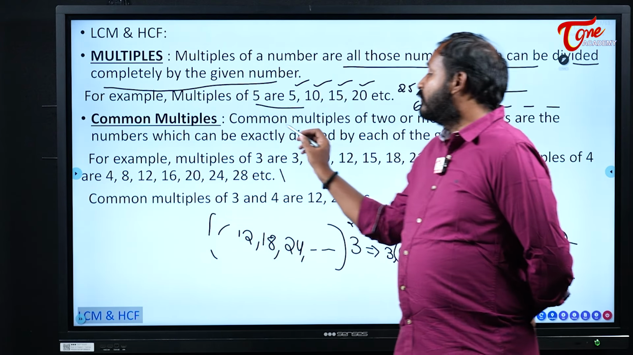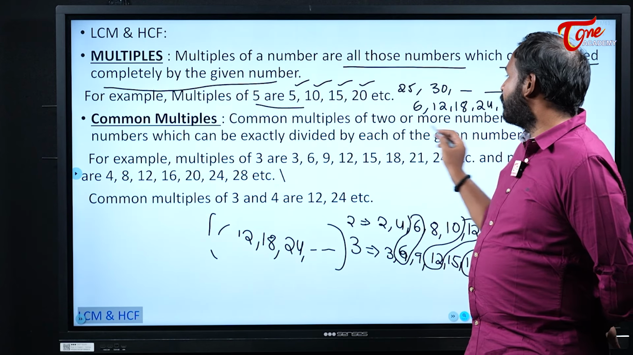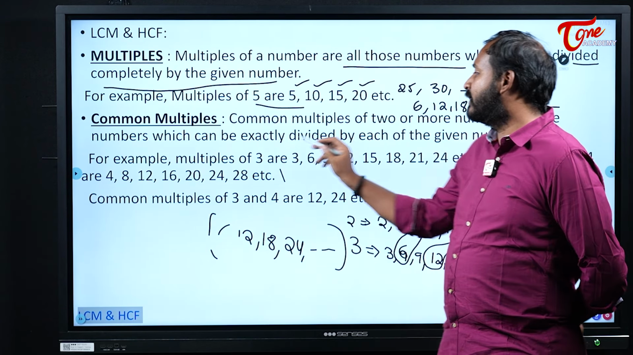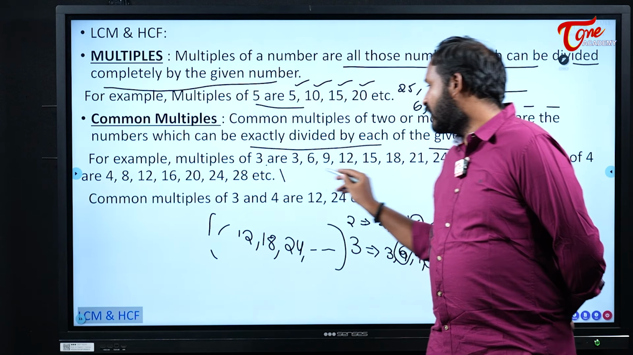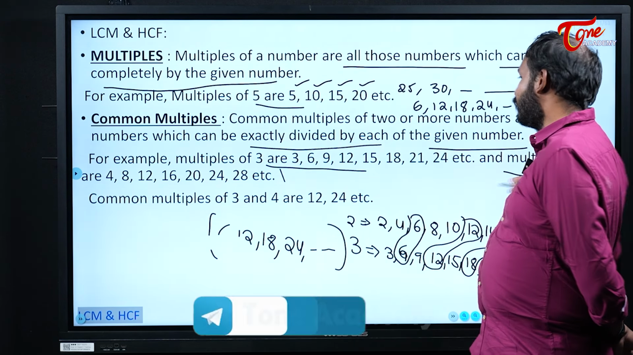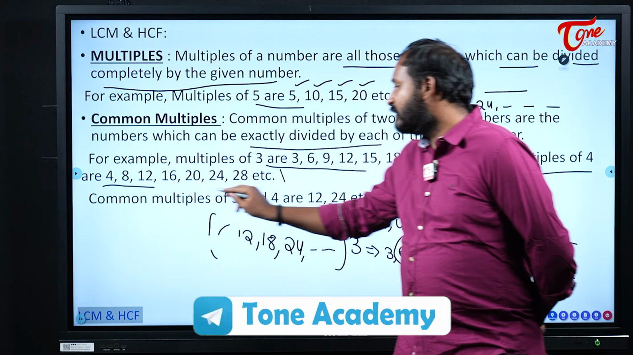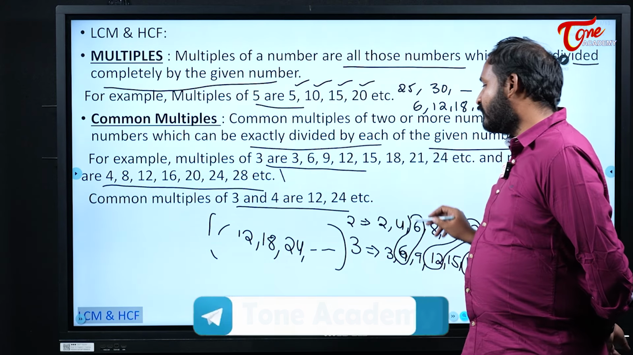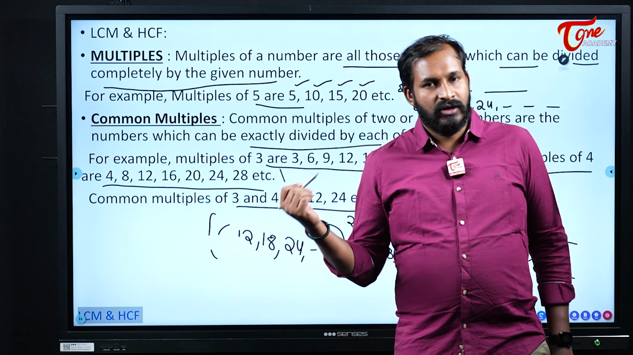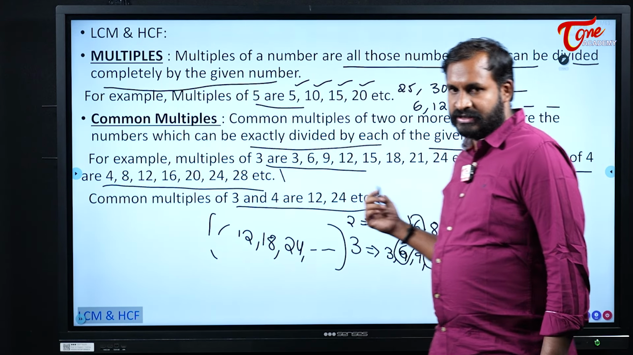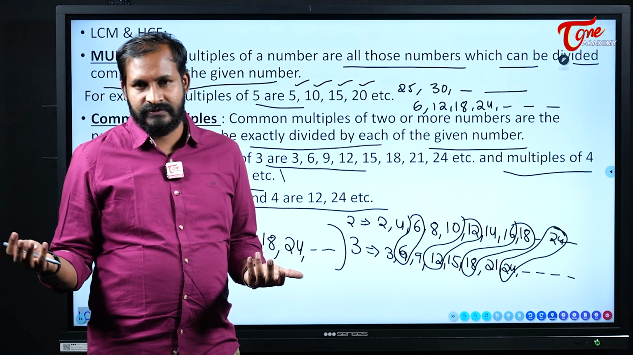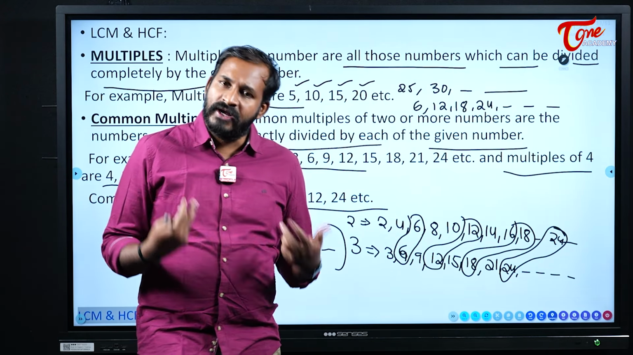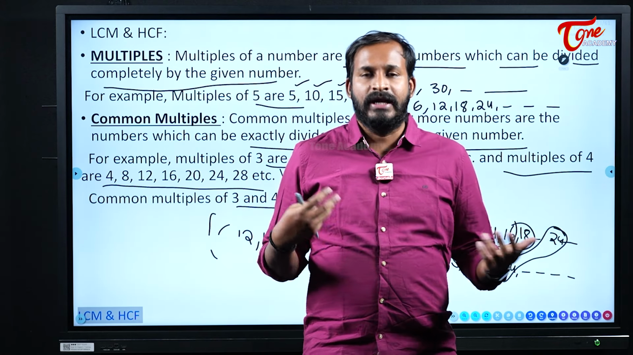Now, common multiples of 2 or more numbers are the numbers which can be exactly divided by each of the given numbers. For example, multiples of 3 I have written and multiples of 4 I have written here. Please observe here. The common multiples of 3 and 4 are 12, 24, 36 and so on. Like this, we will have many common multiples between any 2 or more numbers. We will have infinite common multiples.